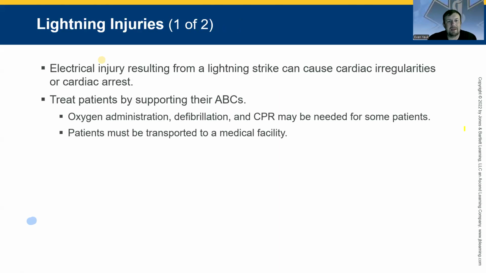So, lightning injuries. Electrical injuries result from a lightning strike and cause cardiac irregularities or cardiac arrest. Treat patients by supporting the ABCs. Give them high flow oxygen. We can defibrillate if we need to. CPR might be necessary. And let's get them transported.